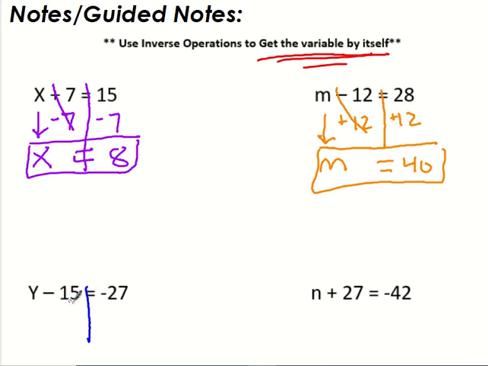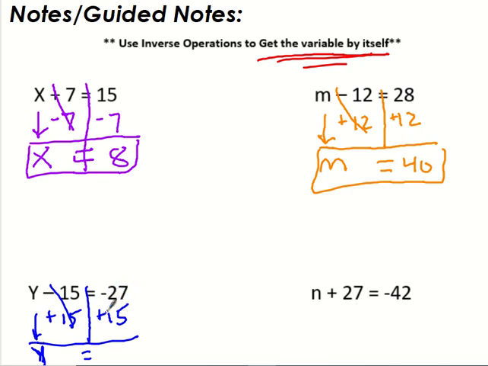Okay. So I want to get my y by itself. I'm going to get rid of the minus 15 by adding 15 to both sides, because that makes it go away. I bring down my variable, which is y, and bring down the equal sign. Now I have negative 27 plus 15. Negative 27 plus 15 is not 42. This is where we have to follow our rules with positive and negative numbers. If I have negatives and I'm adding a bunch of positives to it, I'm really doing subtraction and keeping the sign of the larger number.